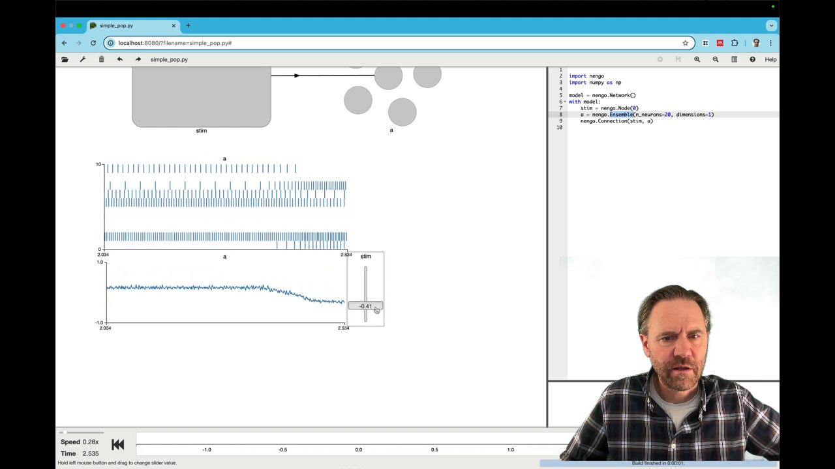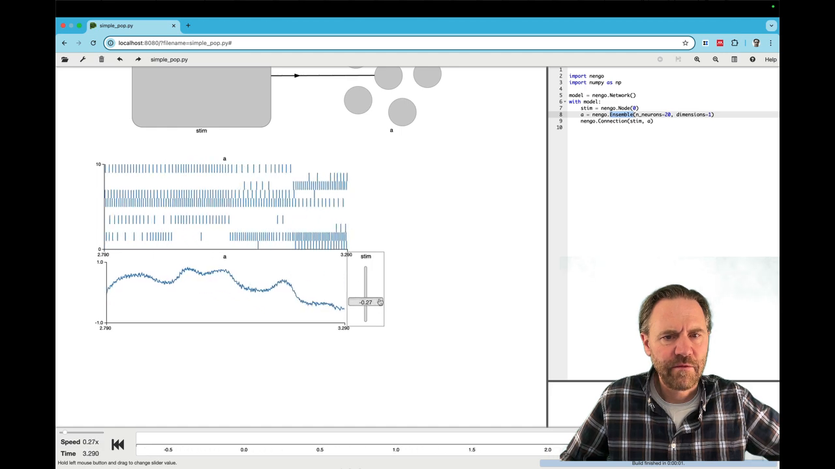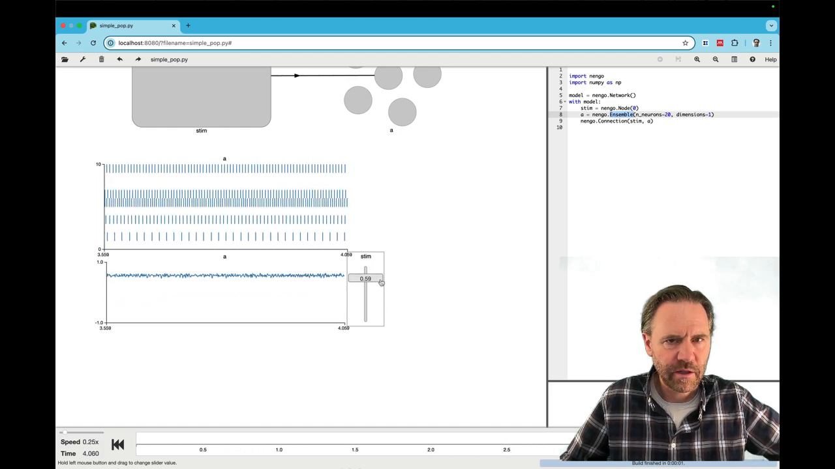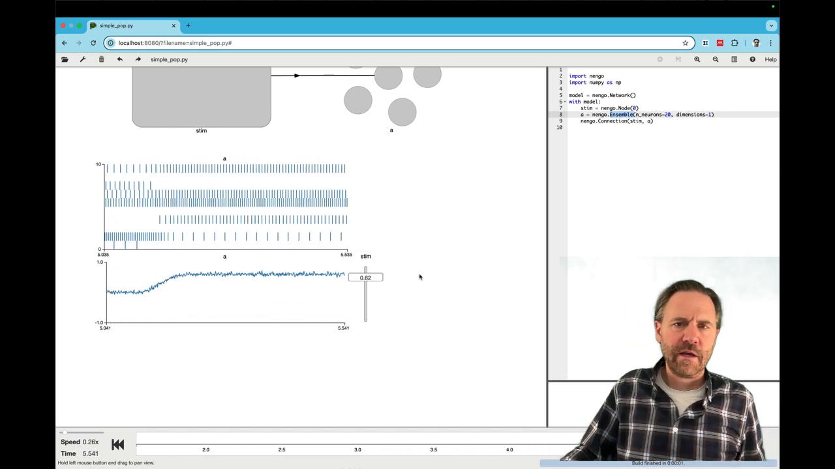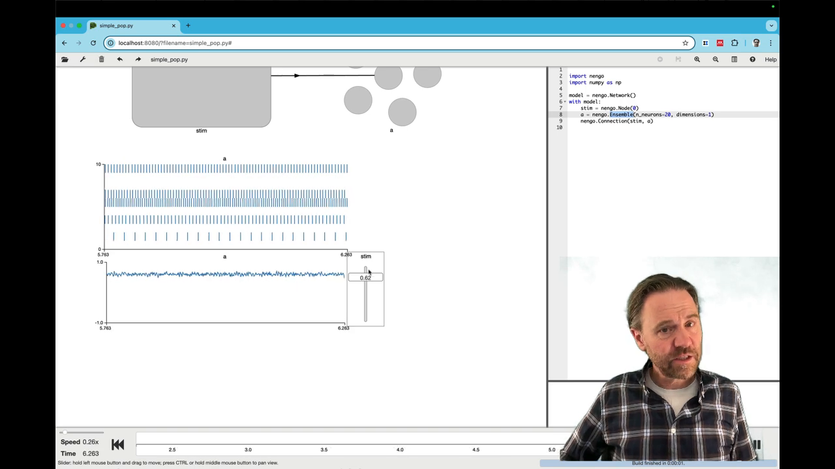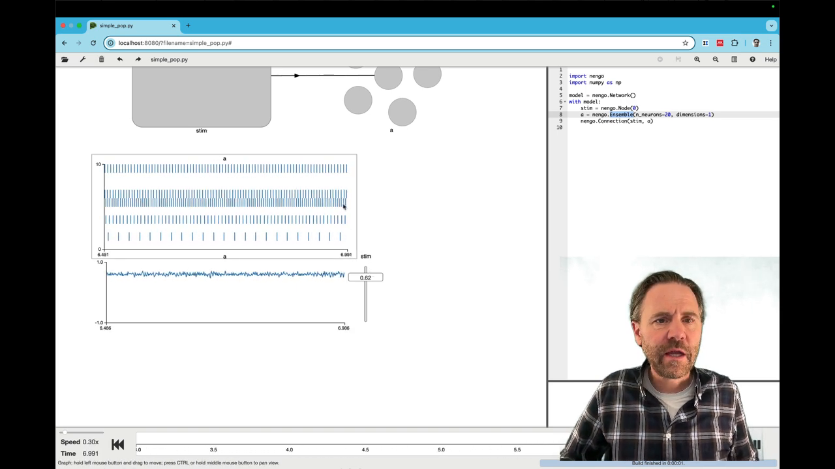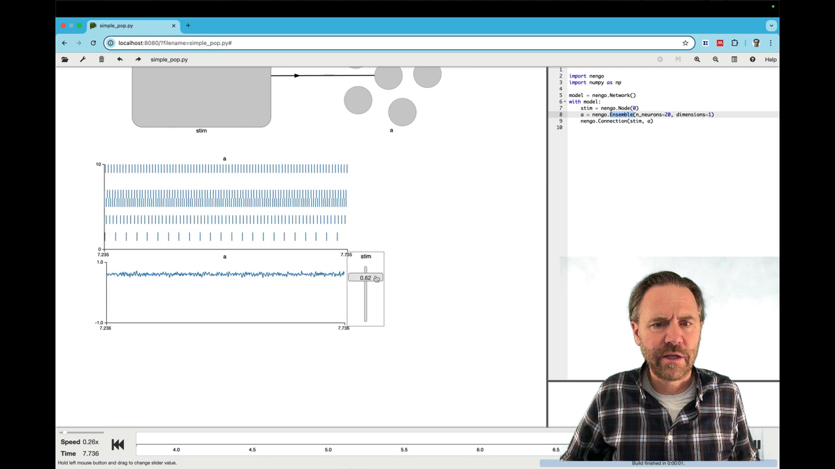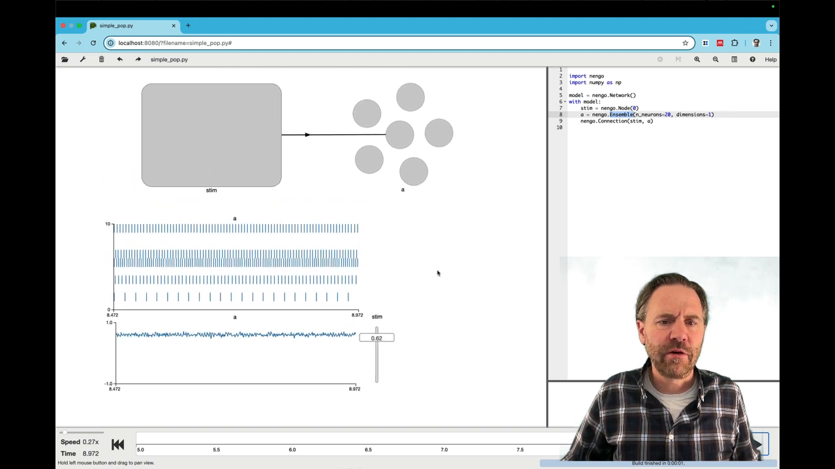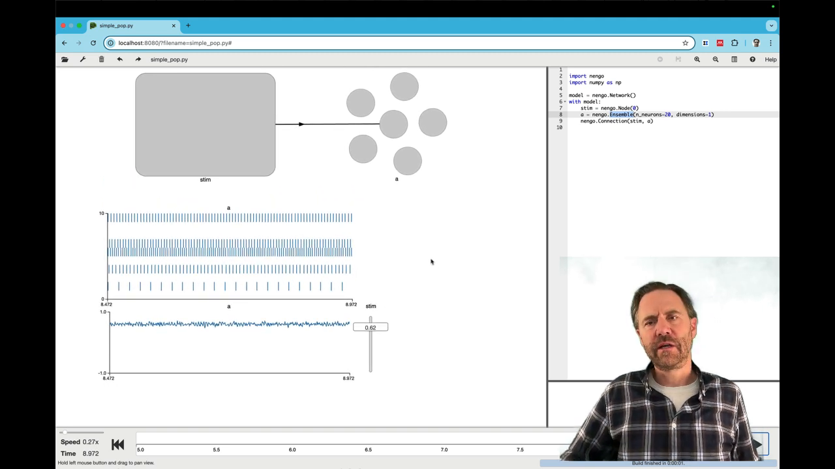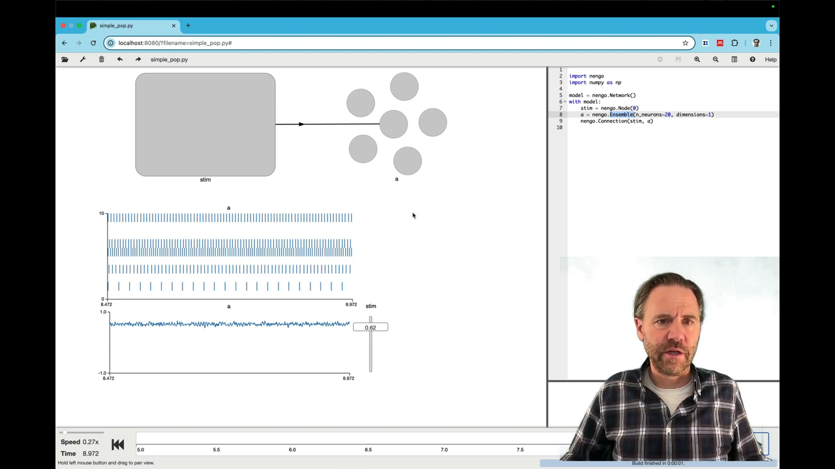My computer's having trouble, I think, because I'm doing screen capture and running this all at the same time. Anyway, this is actually using spiking leaky integrate and fire neurons, and it's decoding from them. That's why it looks kind of noisy there. I won't play with it too much. You can see that you can use Nengo to pretty easily create this population coding scenario.